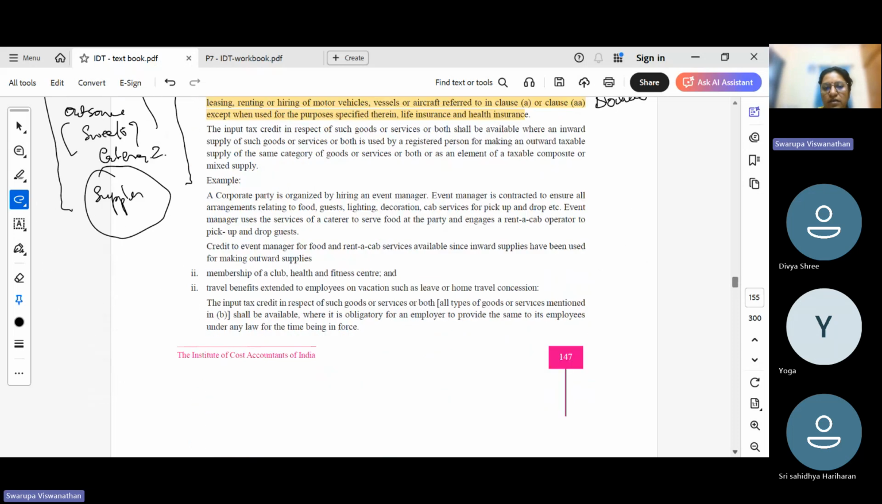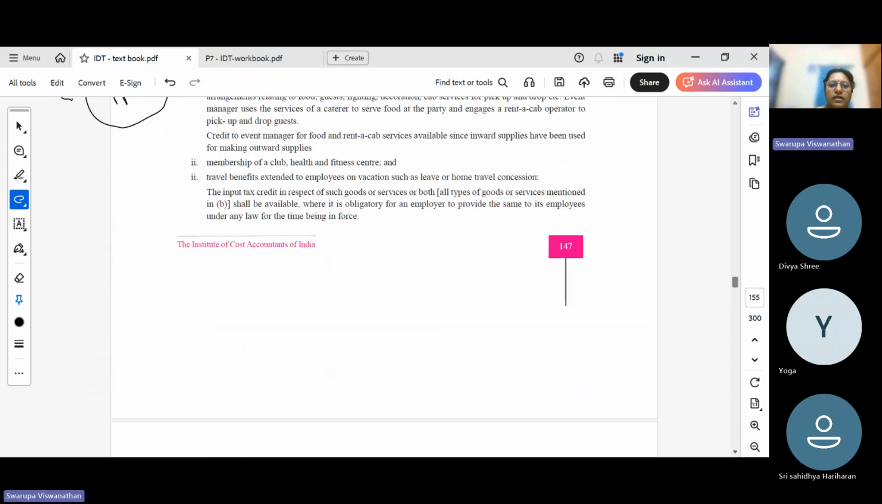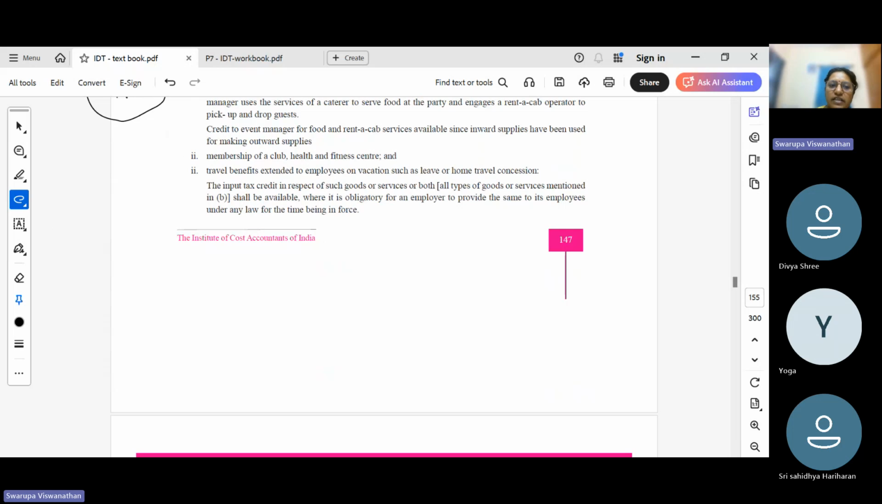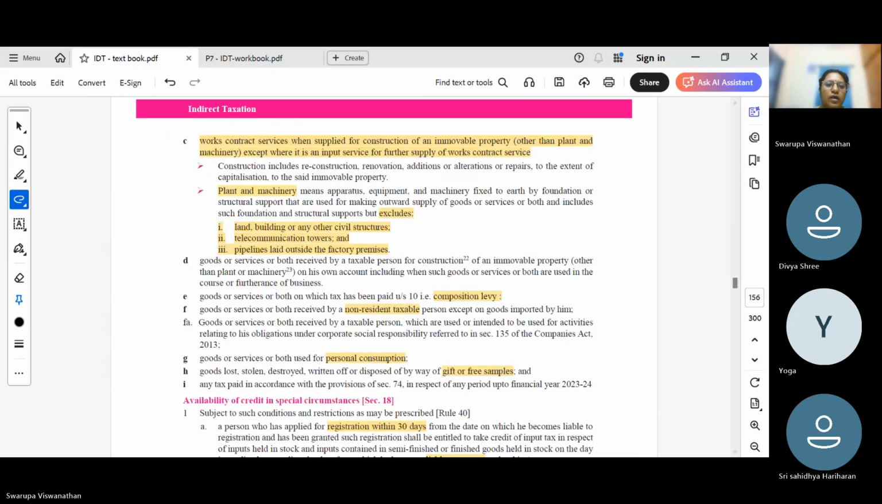Membership, health and fitness center, travel benefits extended to employees, works contract services, that is also blocked. Works contract services for construction of an immovable property. Why? Because immovable property is outside the purview of GST. So works contract service for construction of an immovable property, ITC is blocked.